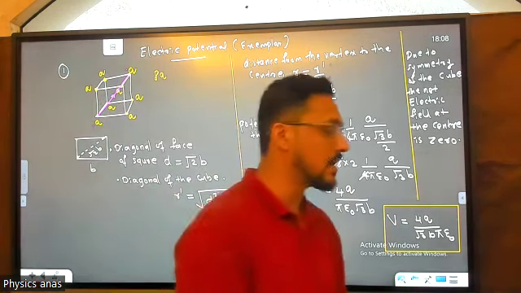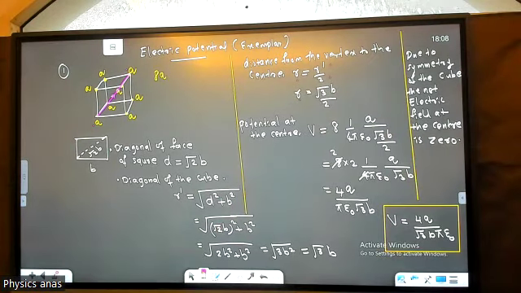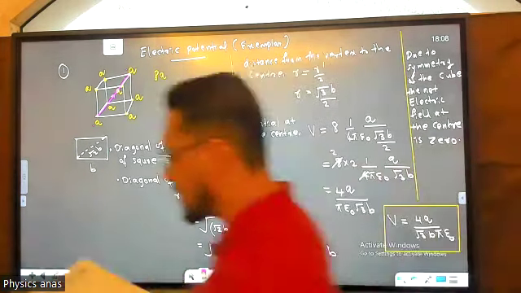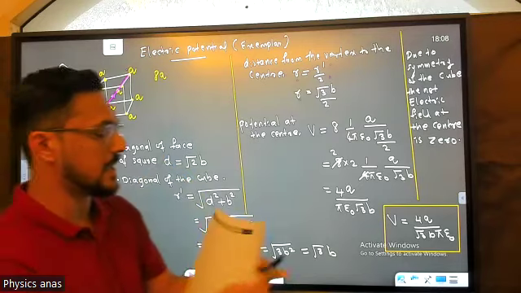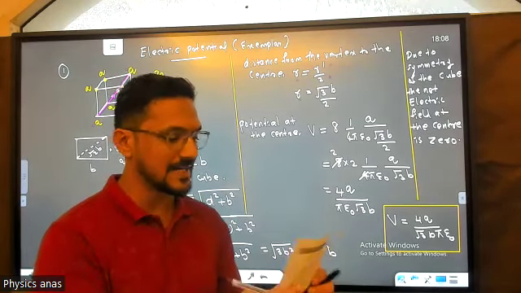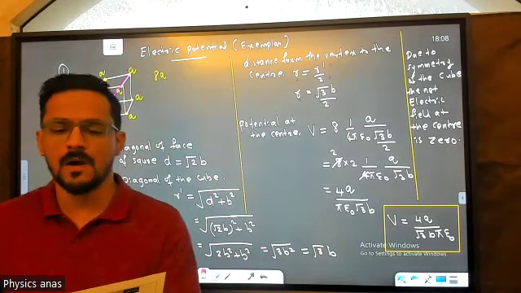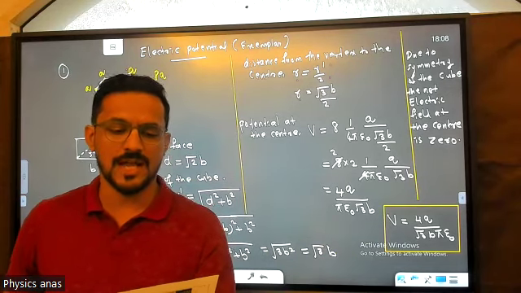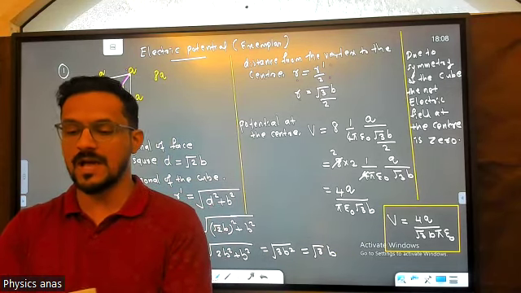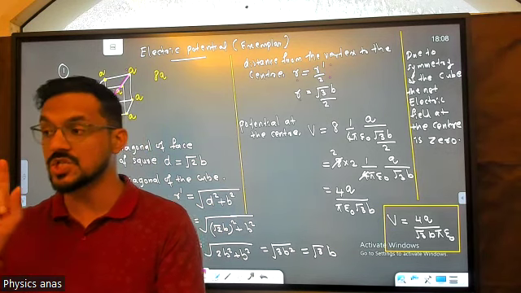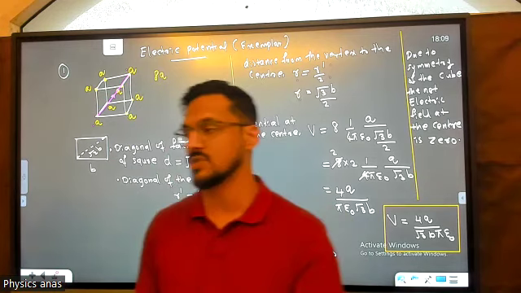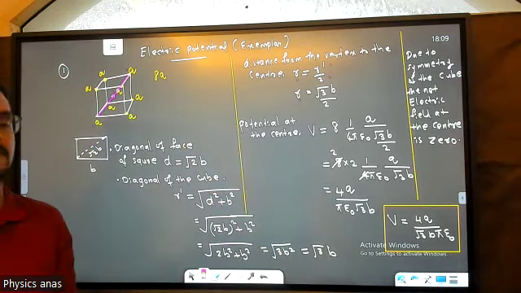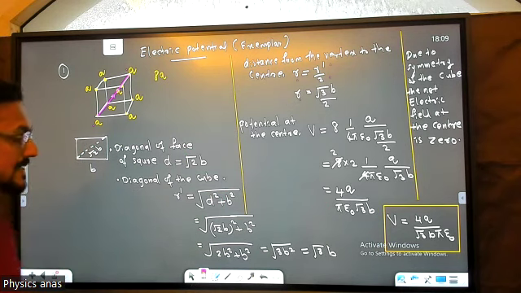Next, the second question. What is the second question? A positively charged particle is released from rest in a uniform electric field. What happens to the electric potential energy of the charge? That is the question. Can you give me an answer?